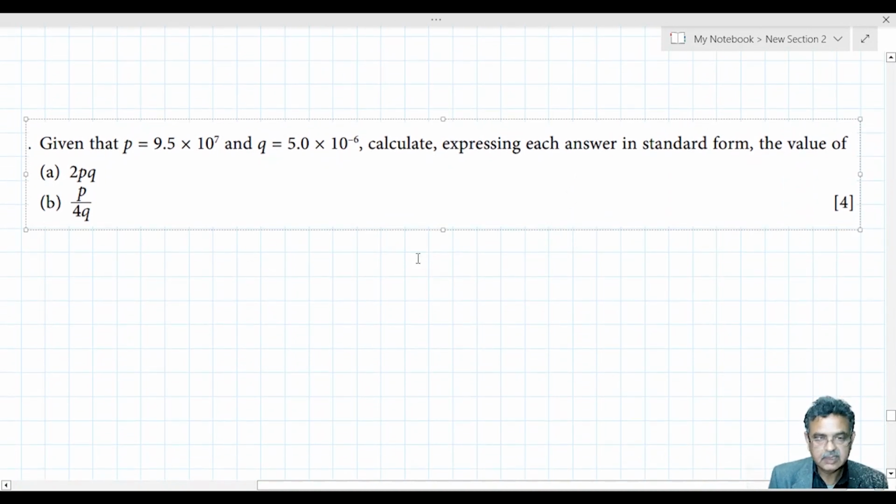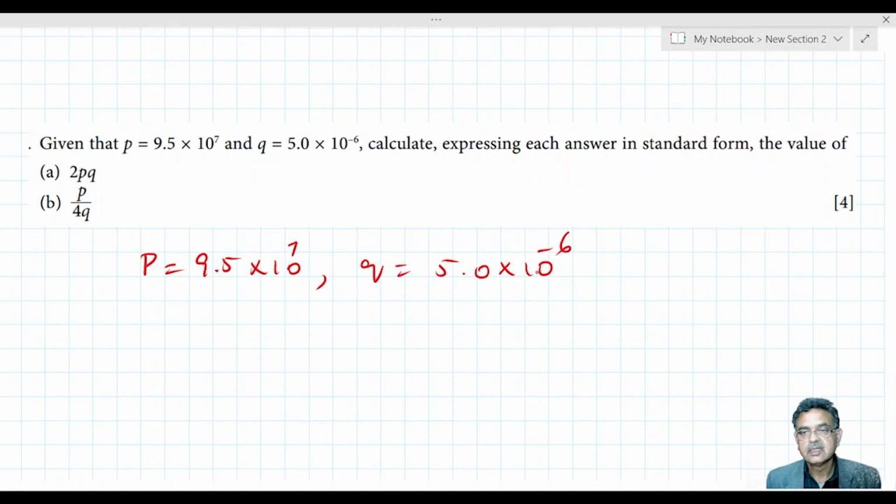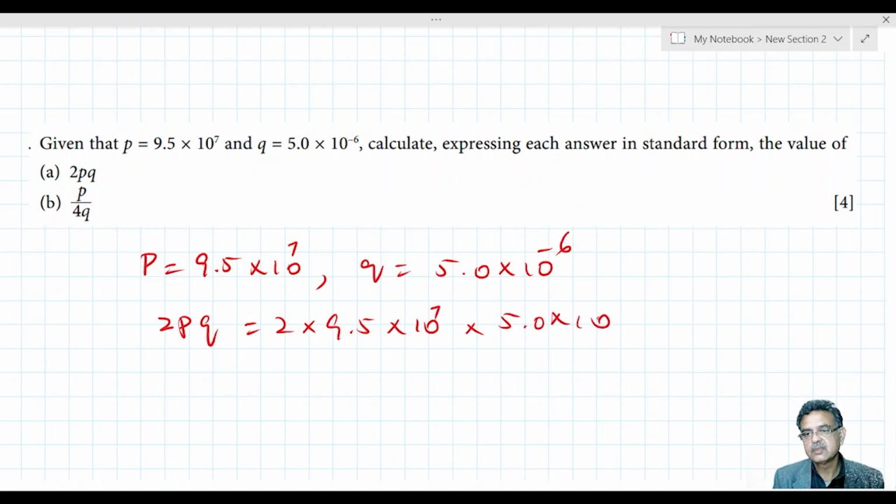Given that P is given 9.5 into 10 raised to the power 7. Q is given as 5 into 10 to the power -6. Calculate, expressing each answer in standard form, 2pq. 2pq, that will be 2 times 9.5 into 10 raised to the power 7, and q is 5 into 10 power -6.